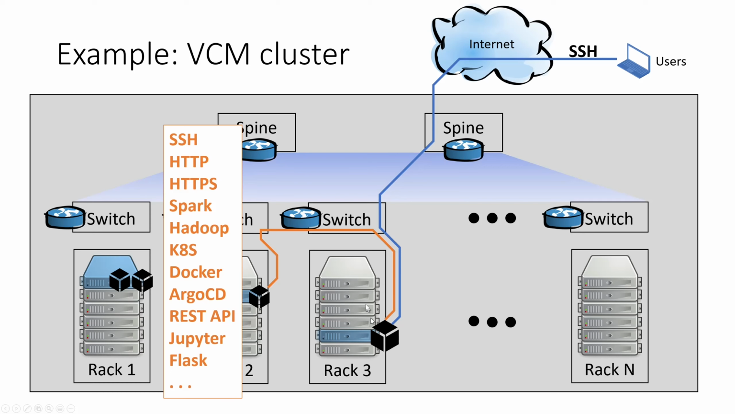So one virtual machine, when it communicates with the other virtual machine, we can have SSH, HTTP, HTTPS, we have Spark running on the virtual machines, we have Hadoop, we have Kubernetes, we have Docker, we have Argo CD, REST API, Jupyter, Flask, whatever we are running inside our containers. So there's a lot going on. So the attack surface over the orange line is much, much bigger than over the blue line.